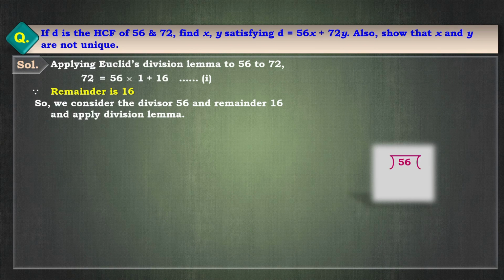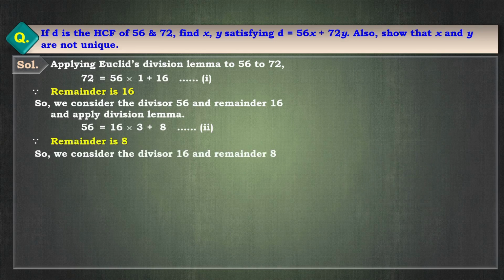Okay. So now 16 3s are 48. 8 will be the remainder. Now if we write it in the Euclid's division lemma form, then 56 equals 16 into 3 plus 8. This is equation number 2. Now we know that the remainder is 8. So now 8 will be considered the divisor and 16 will be considered the dividend.